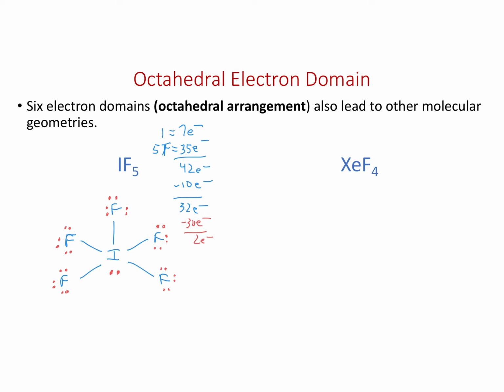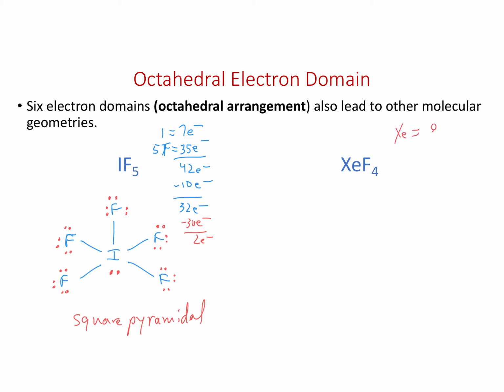My electron domain geometry would be octahedral. My molecular geometry would be square pyramidal. I have 5 bonding domains, 1, 2, 3, 4, 5, and 1 non-bonding domain, putting me in that square pyramidal molecular geometry. Next, I've got xenon tetrafluoride.